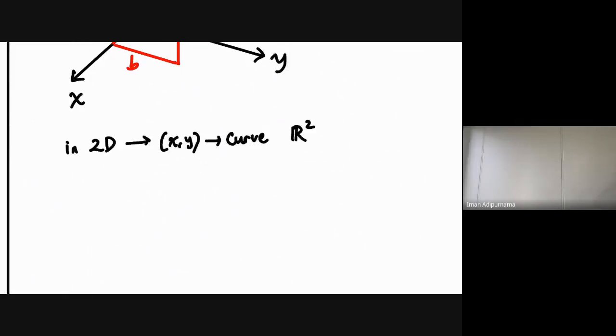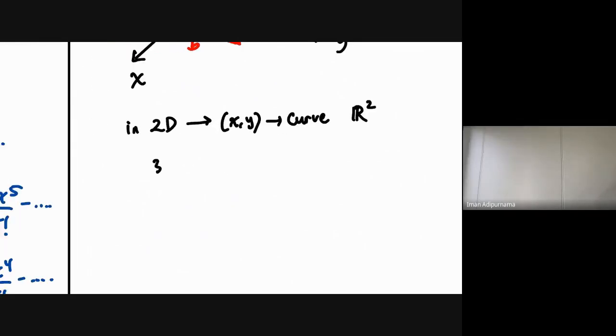And what is the outcome of these 3 coordinates? It's not just a curve. It will be a space, or we can call it a surface, or even a solid, because we can make 3D models, right? We call this R cubed.